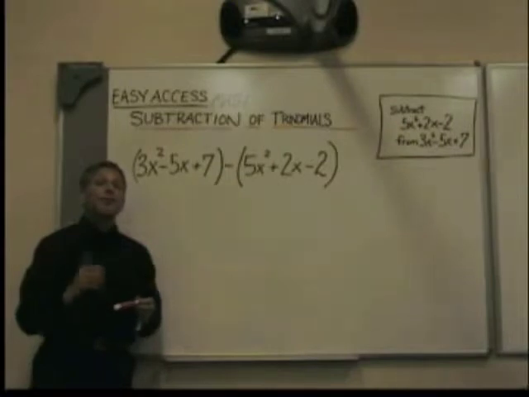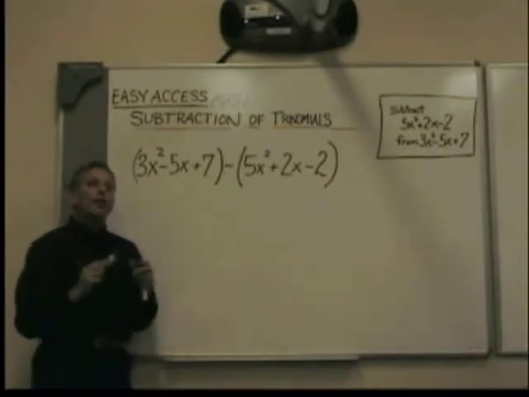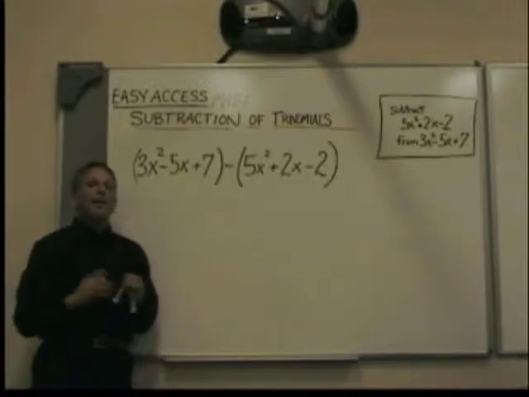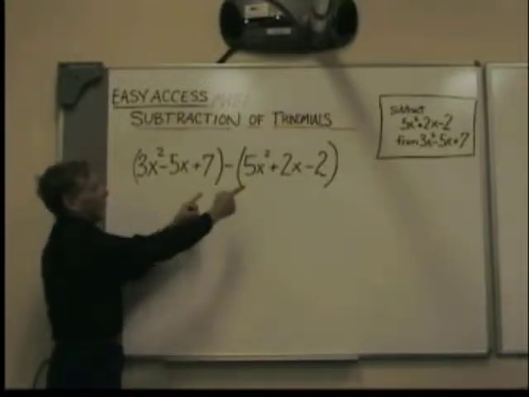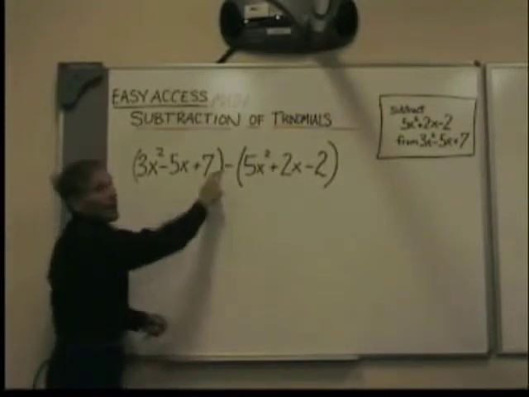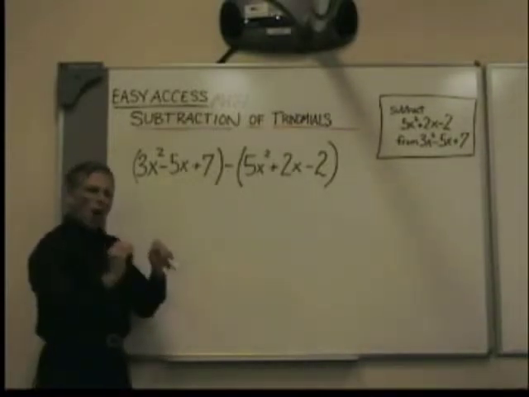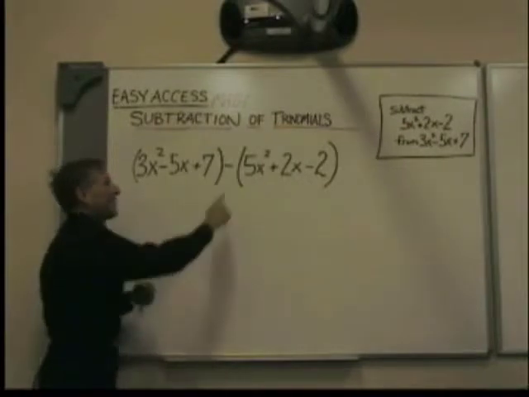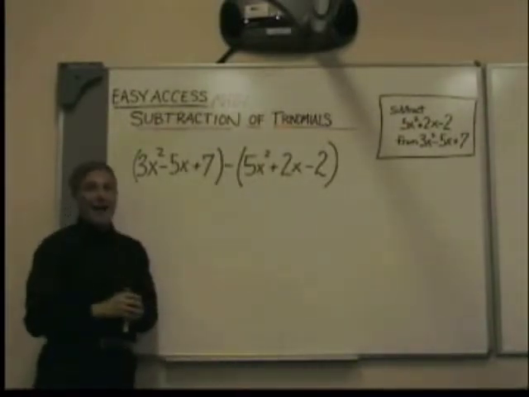Today's lesson, subtraction of trinomials. The way you'll usually find this problem set up will be two trinomials in parentheses with a subtraction sign in the middle. That tells you this is subtraction. It almost looks like multiplication, like FOIL, except the subtraction sign tells you you are subtracting.